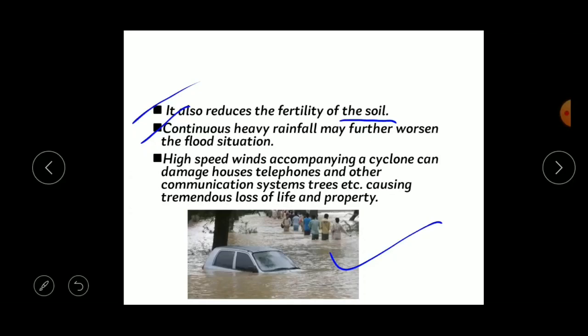flood situation. The next point is high speed winds accompanying a cyclone can damage houses, telephones and other communication systems, trees, etc., causing tremendous loss of life and property. So the high speed winds in the cyclone affect the telephone communication lines, and they uproot the trees. The trees may fall down and damage the house and cause a loss of life also, along with much property loss. Understood, children? This is about the destruction caused by cyclone.